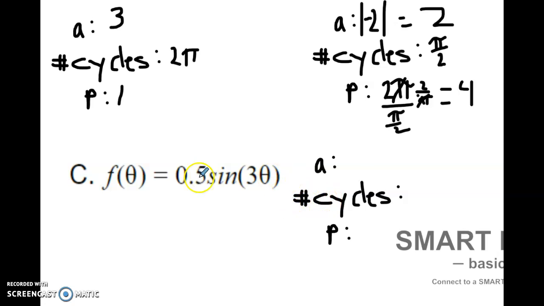Part C, a is the number in front of the trig function, 0.5 or 1/2, and the number of cycles would be 3, and the period would be 2 pi over 3.